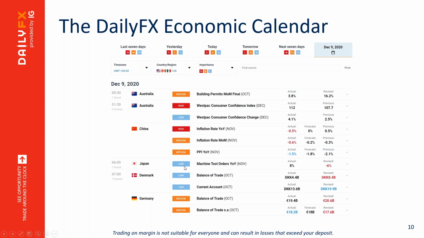We go over here to Japanese machine tool orders, even Danish balance of trade. No offense to Japan or Denmark, but we don't really care about these releases because one, other market participants don't. They have very few number of alerts set, and two, these releases do not generate a lot of volatility in the associated US dollar pairs.